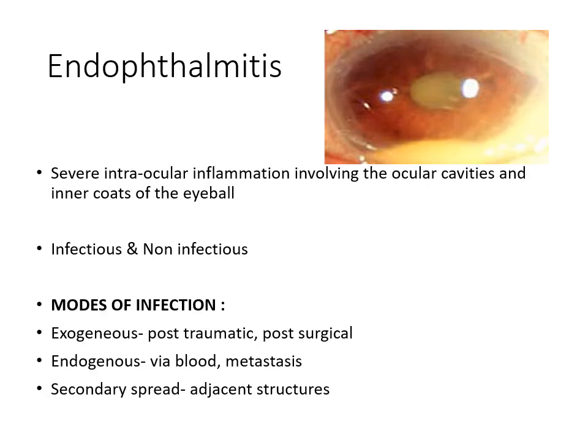Now, just a little bit about endophthalmitis and panophthalmitis. So endophthalmitis is severe intraocular inflammation involving the ocular cavities and the inner coats of the eyeball.